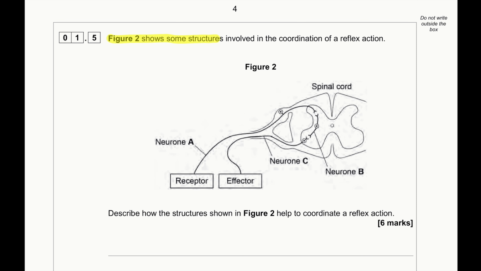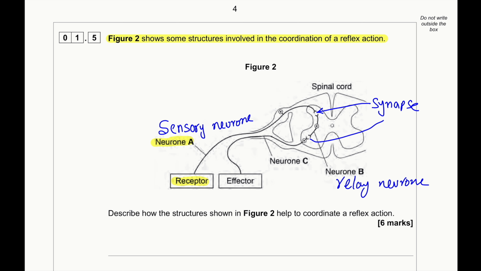Figure 2 shows some structures involved in the coordination of a reflex action. We can see the receptor, neuron A carrying the signal, which is a sensory neuron, going through a synapse, and then neuron B, which is the relay neuron, and then going through a synapse back again into neuron C, which is the motor neuron, to an effector, which can be either a muscle or gland. Describe how the structures shown in figure 2 help to coordinate a reflex action.